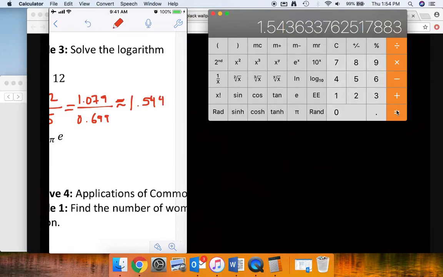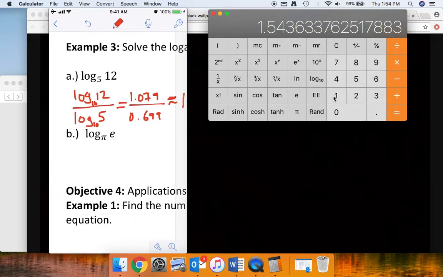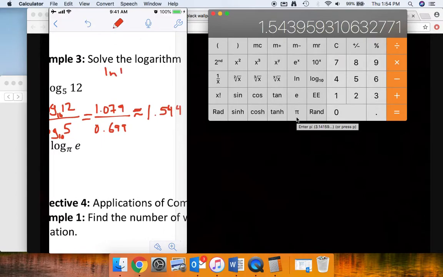Fabulous. But what happens if we did that with ln instead of log 10? Well, then I'd have ln of 12 divided by ln of 5, which would be, again, 1.544. Look at that. Exactly the same thing. If you didn't catch that on my calculator, what I did instead was ln of 12 over ln of 5. And I got the exact same thing. If I round to the same place, I got the exact same thing. So you can choose log or ln. You should end up getting the same ratio because you're changing both bases.